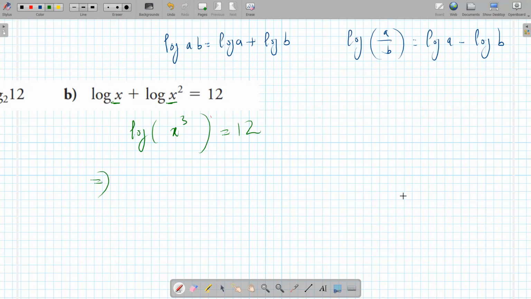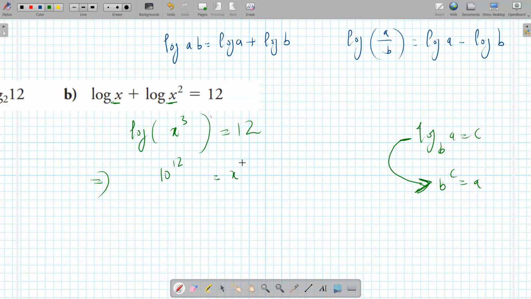Right now you're in logs, right? This is the idea here. So if you use that, we're on this form. We need to be in this form. What does it become for this guy? Remember, there's an invisible base there. 10 to the power of 12 equals x cubed.